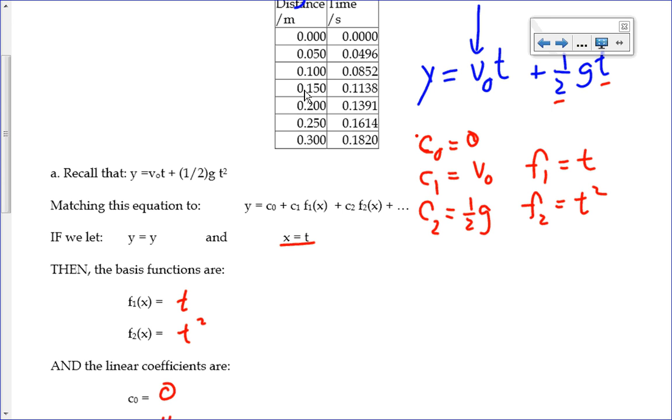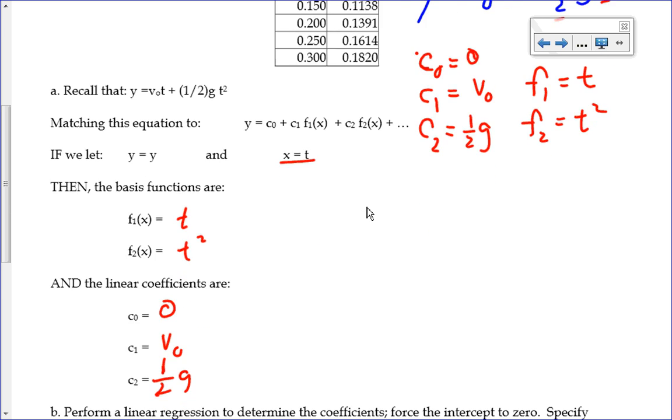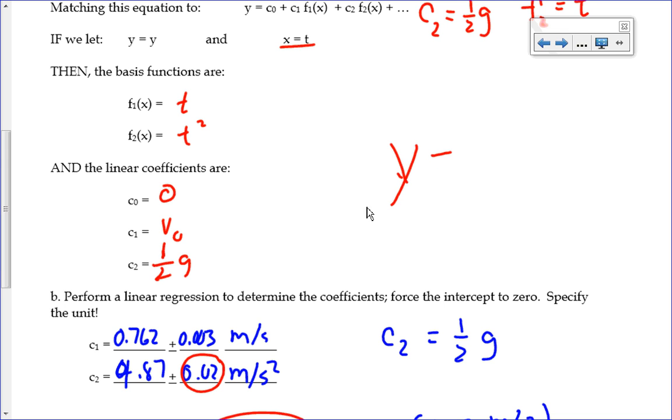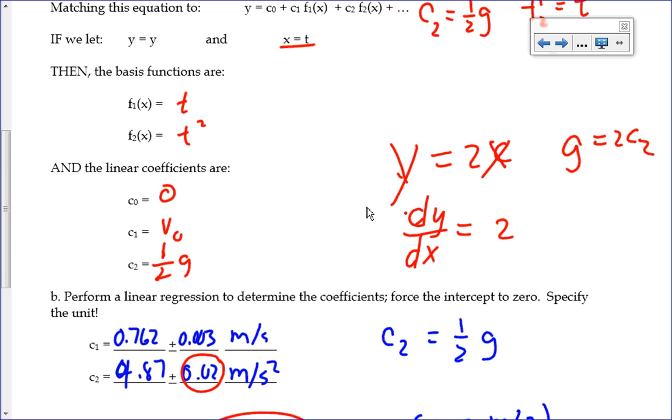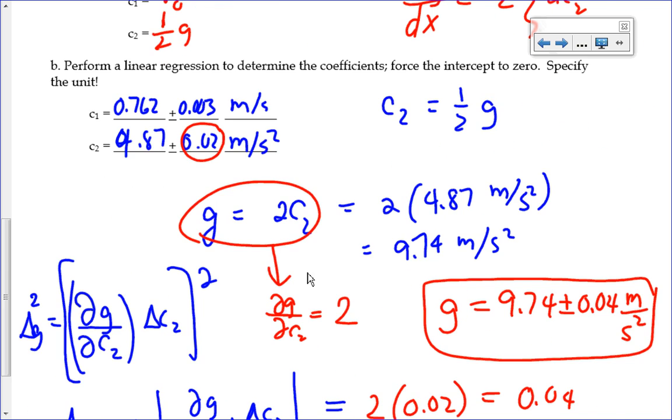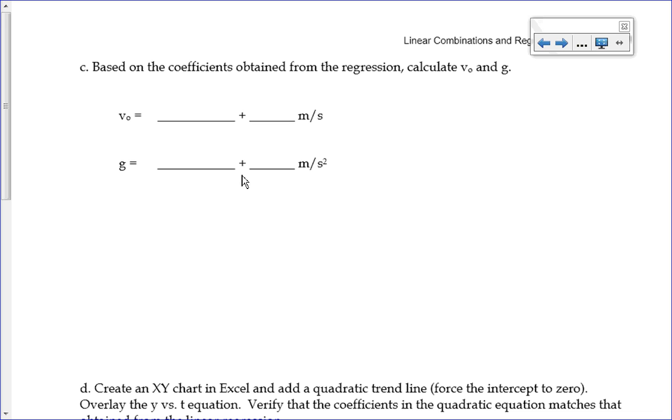Why would partial g over partial C2 be 2? It's like saying y is equal to 2x. So what is dy dx? Let's say y equals 2x. What's dy dx? Same thing. When you say that g is equal to 2 C2, the derivative of g with respect to C2 is equal to 2. Okay. Anytime you're stumped about these derivatives, just think of x and y. It makes it easier to do it.